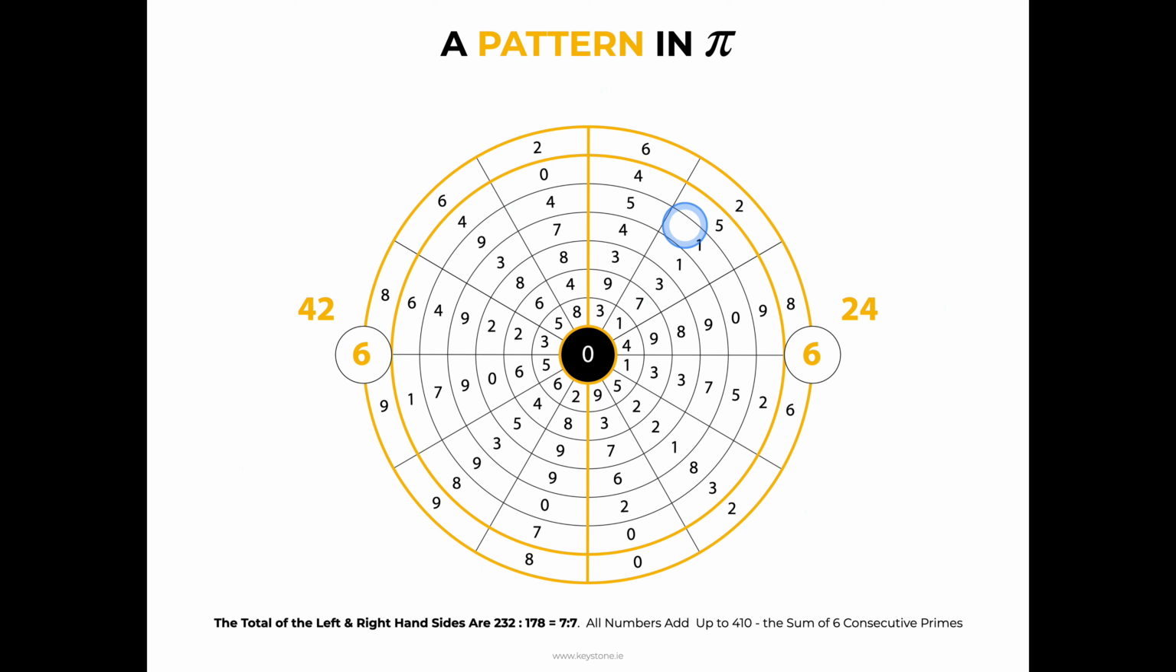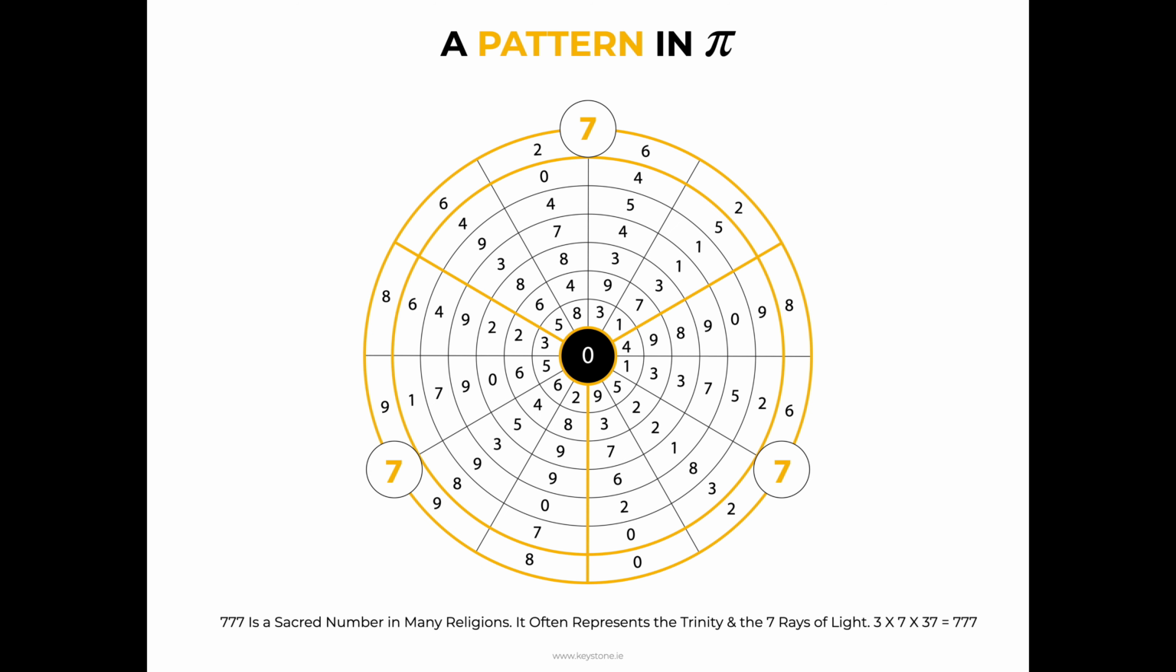But watch this. Watch what happens when we divide the outer row into 3. We get 777. And 777 is a sacred number in many religions. It often represents the Trinity and the 7 rays of light. And 3 times 7 times 37 is 777.